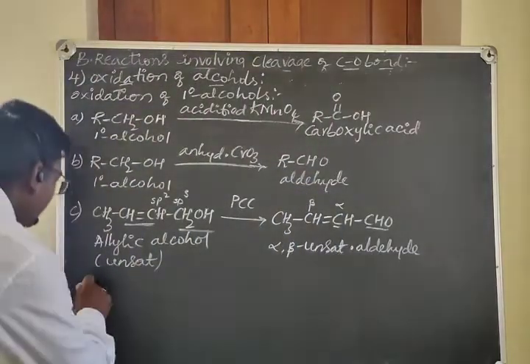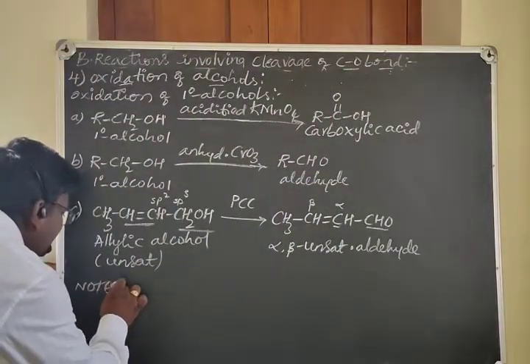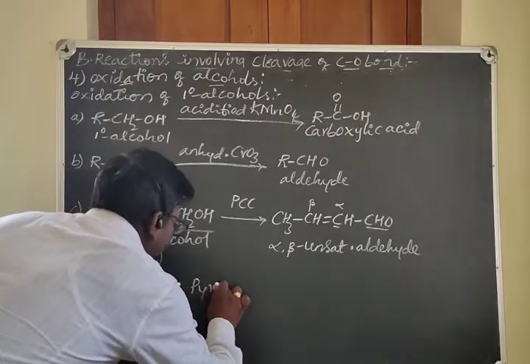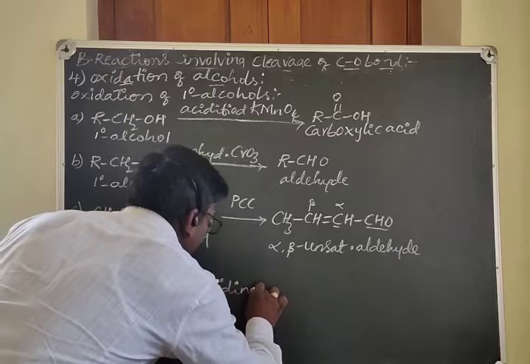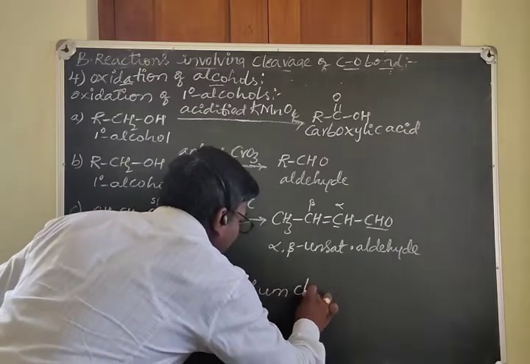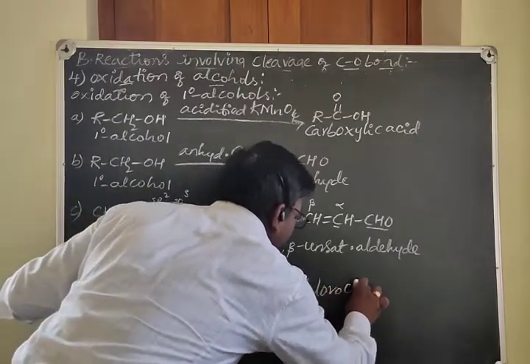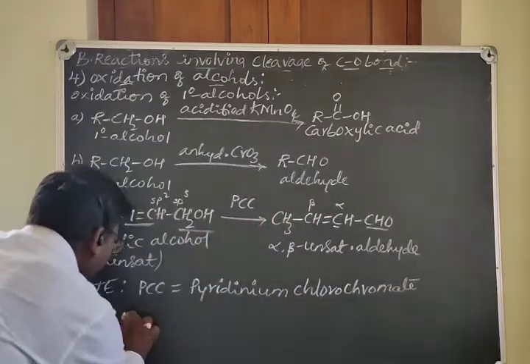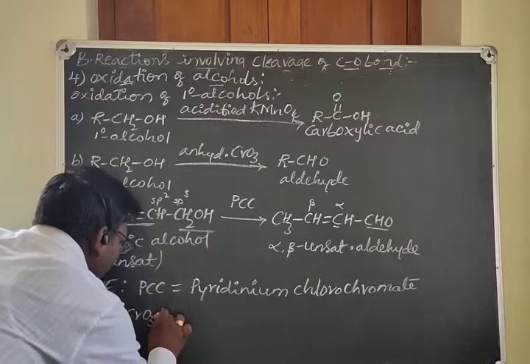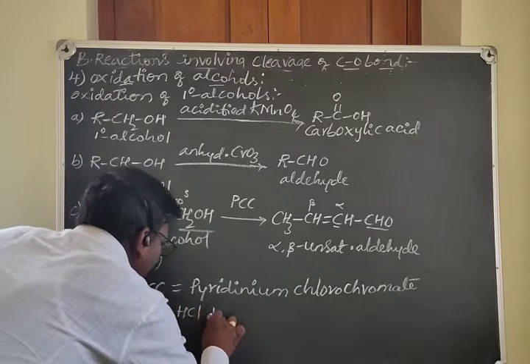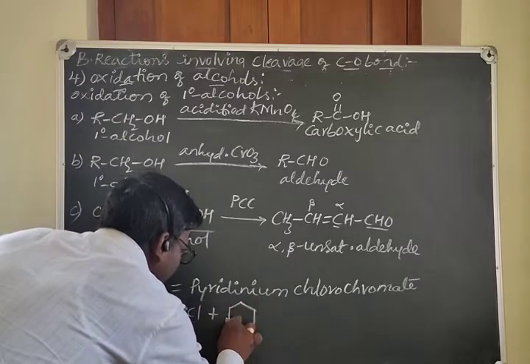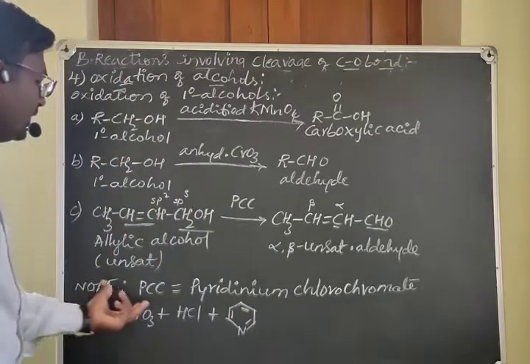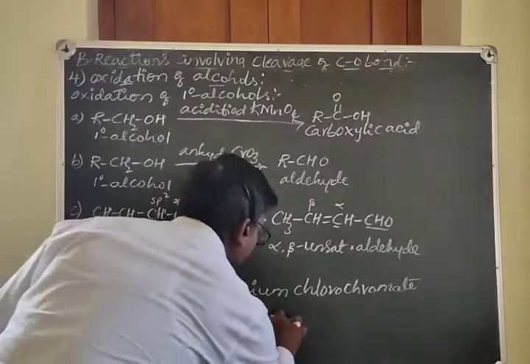So let's talk about the PCC now. What is this PCC? PCC is pyridinium chlorochromate. It is a mixture of CrO3 plus HCl plus pyridine, and it forms a complex.